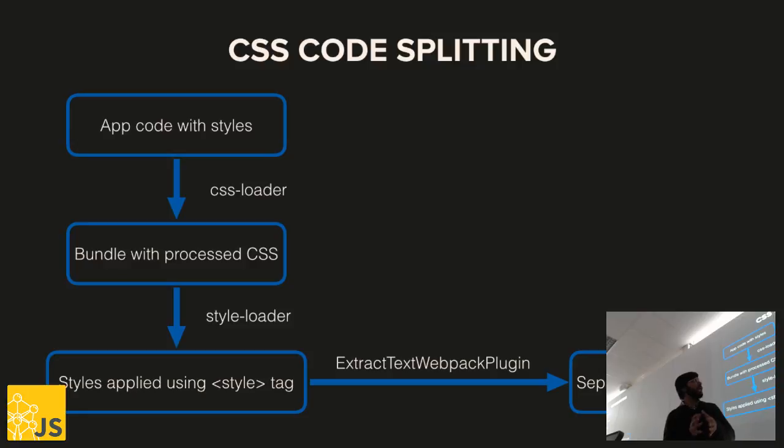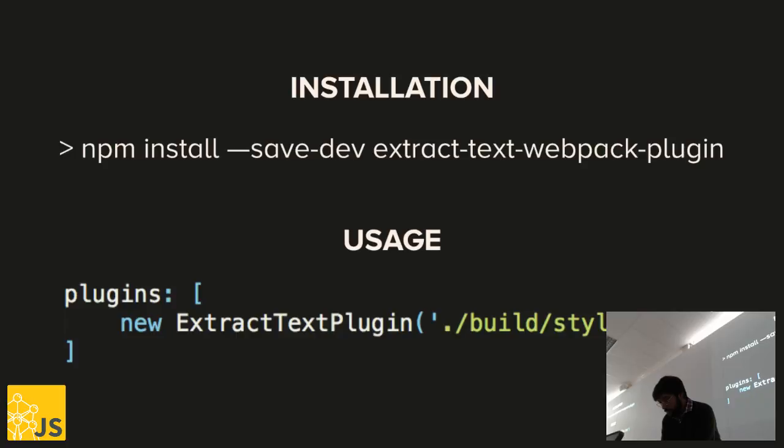Then once you have the styles ready, you need to extract them away from the bundle and have a separate CSS file for it. For that, we use the extract text Webpack plugin. Pretty simple to use. You install it and specify the file name on which you want to save all the CSS styles to. So in this case, it goes to build/styles.css. Now you have a separate bundle for CSS, and the rest of your bundle won't include the CSS. So you can ship them separately.